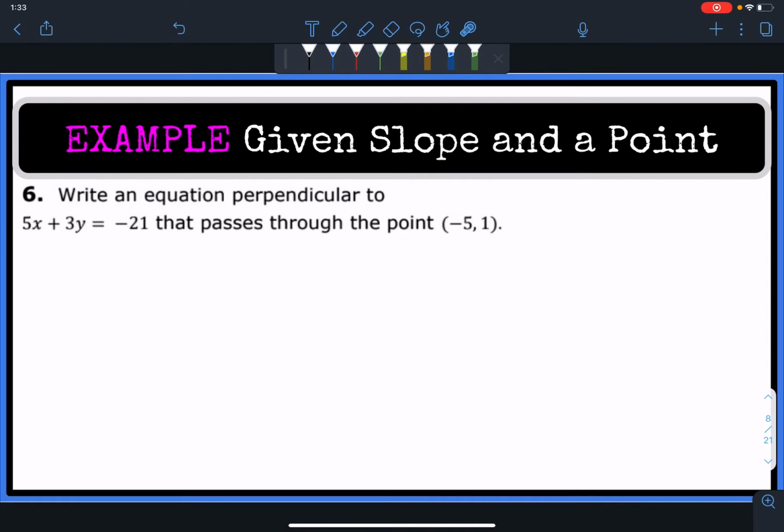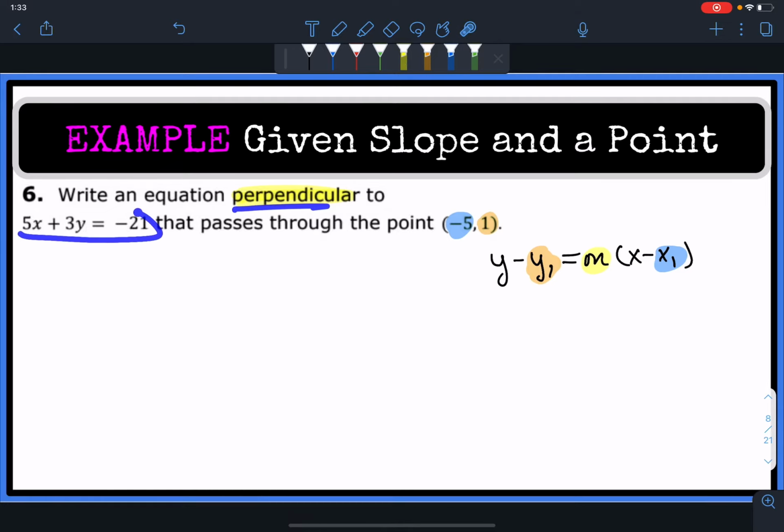So for number 6, same situation. You want to use this formula here, our point-slope form, to come up with the equation of a new line that goes through these 2 points and is going to be perpendicular. So this m has to be perpendicular to whatever the slope is on this line.